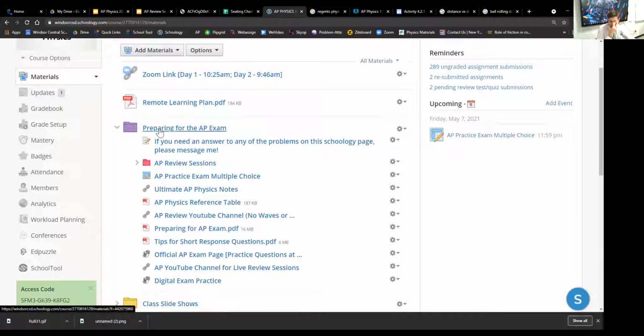This is the folder preparing for the AP exam. It's got a lot of great resources, some of which come from your textbook, which is completely designed to get you as prepared as possible for the AP exam. So I would definitely be using your textbook or review book, whatever you want to call it, for a lot of your studying, okay? And at the top, I make a note here.